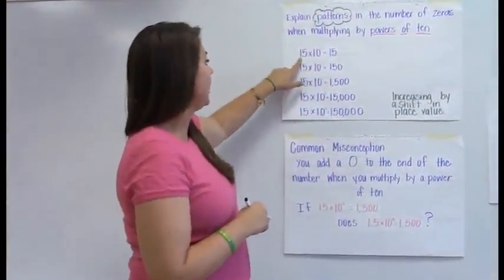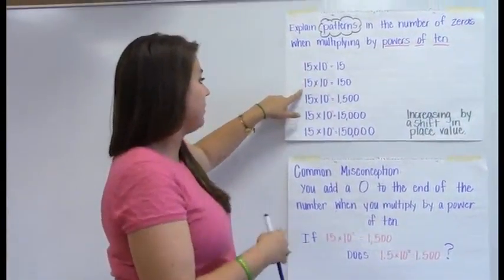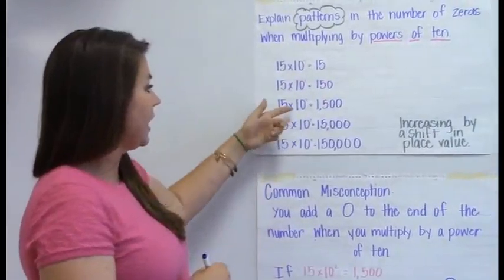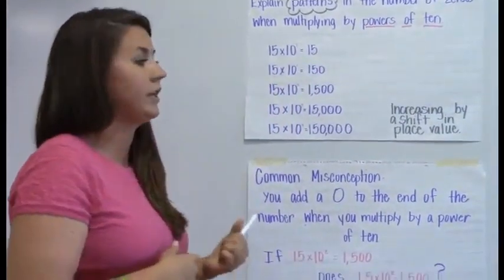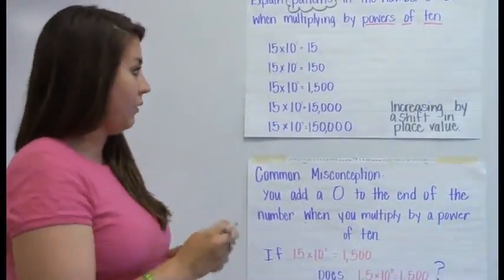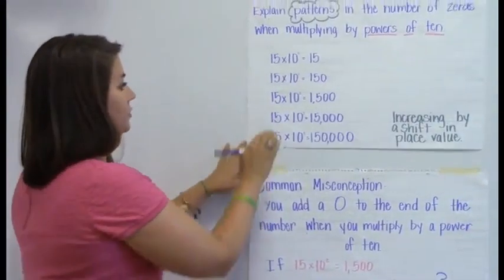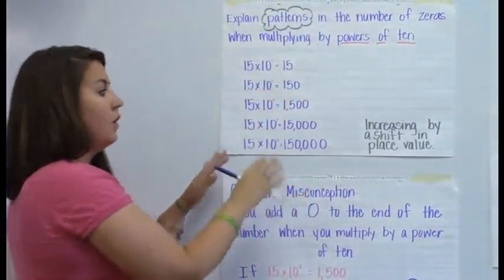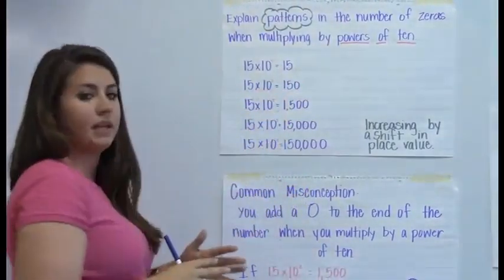Now when you're multiplying 15 times 10 to the power of 1, it's equivalent to 150. 15 times 10 to the power of 2 is equivalent to 1,500. Now, a different way to think about that is you're multiplying 15 times 10 once, so that equals 150. When you get above 1, sometimes it gets a little confusing.